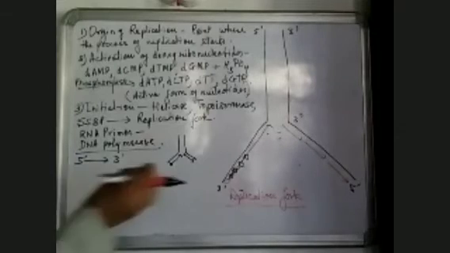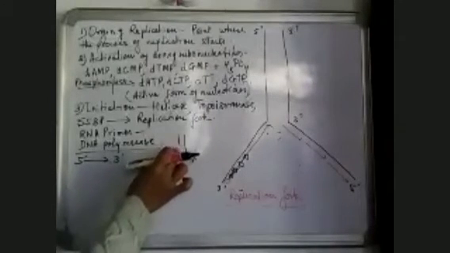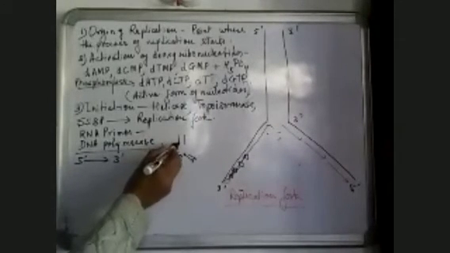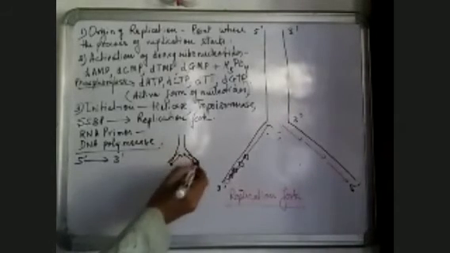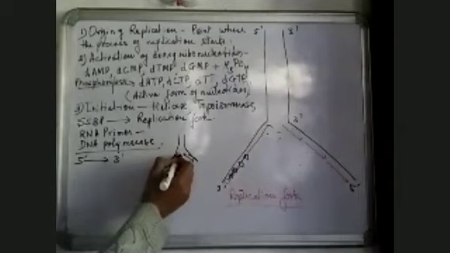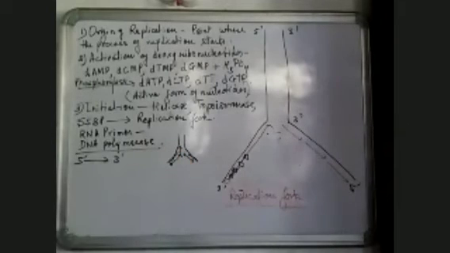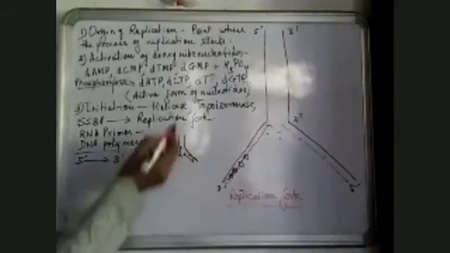Now next, what will happen? It will open up a little more. Helicase will act and it will open up a little more. So it has opened up a little more. Now more strands are to be formed. So this will continue because it doesn't have to change its direction. Now this cannot come back.